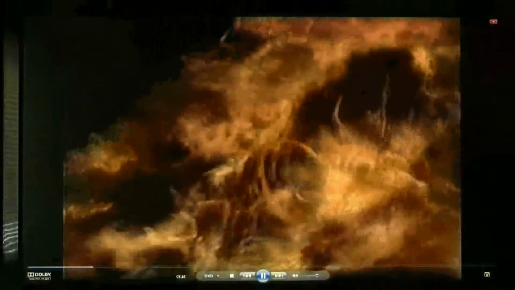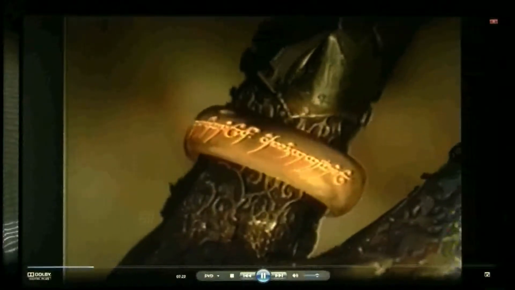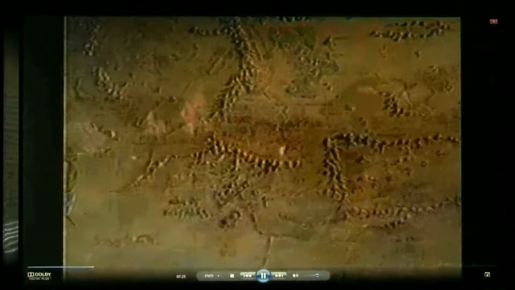One ring to rule them all. The inscription on the ring reads, "One ring to rule them all, one ring to find them, one ring to bring them all, and in the darkness of their ignorance bind them."